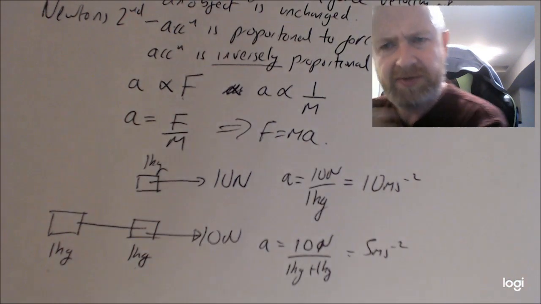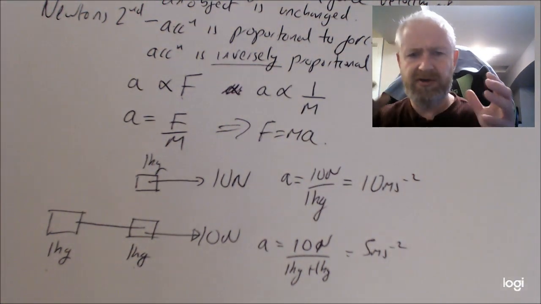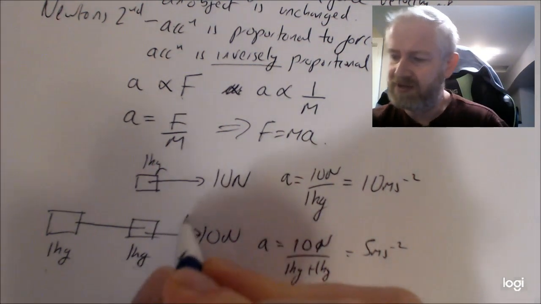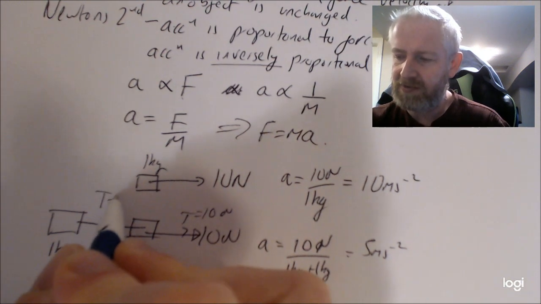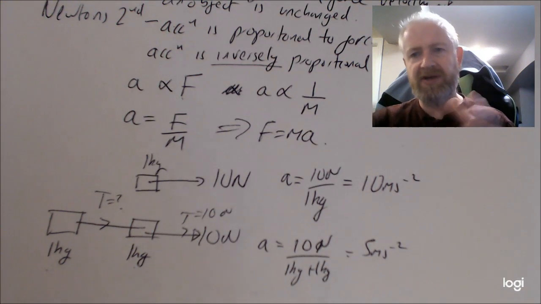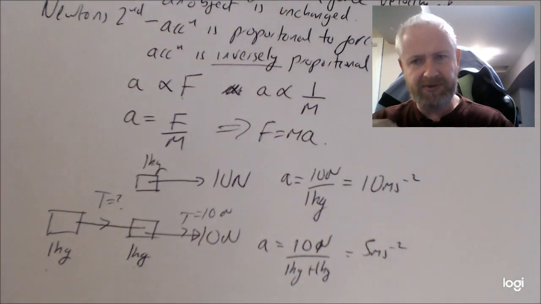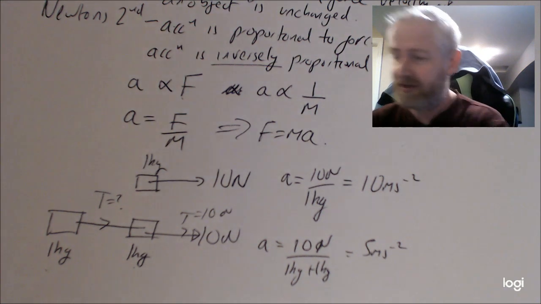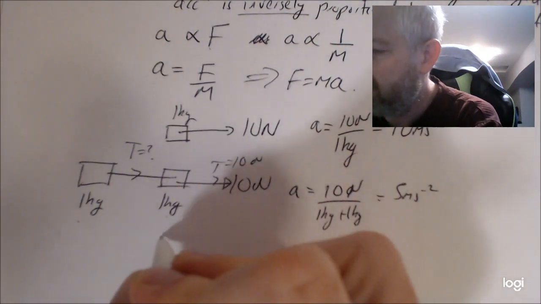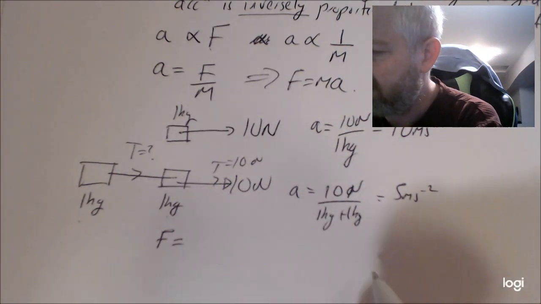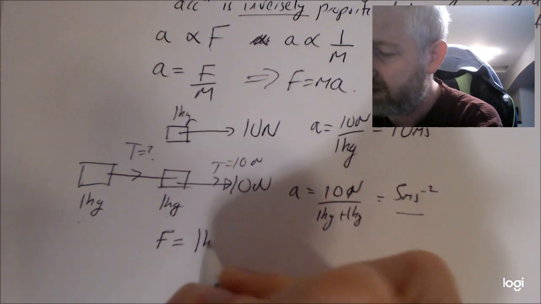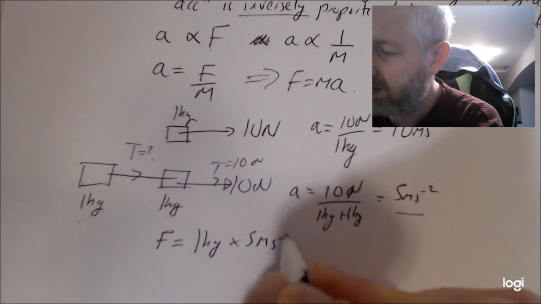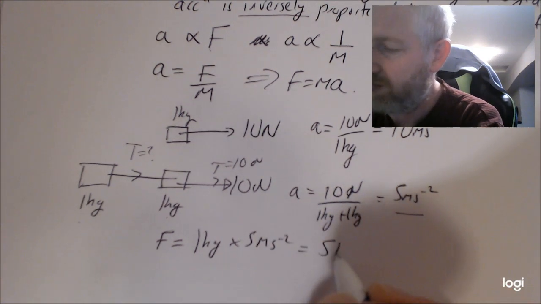And then we get to ask the question, what about the tension? I've got a tension of 10 newtons, T is 10 newtons, in this first part here, but what about here? We know the acceleration that that block is undergoing, and if we know the acceleration, we can calculate the force required to get that acceleration. So the force is equal to mass times acceleration. The acceleration is 5 meters per second squared, the mass is 1 kilogram. That gives us 5 newtons.